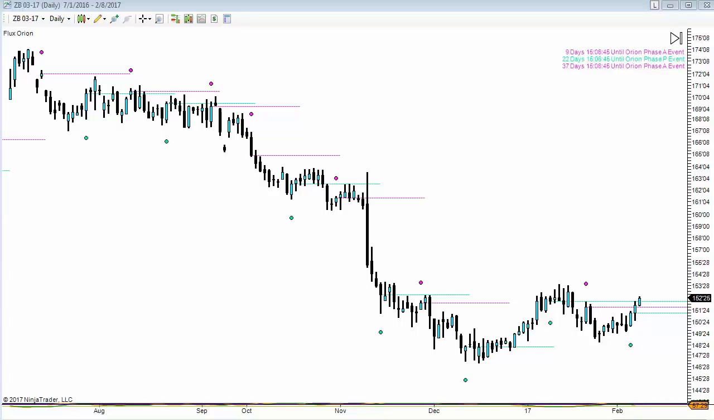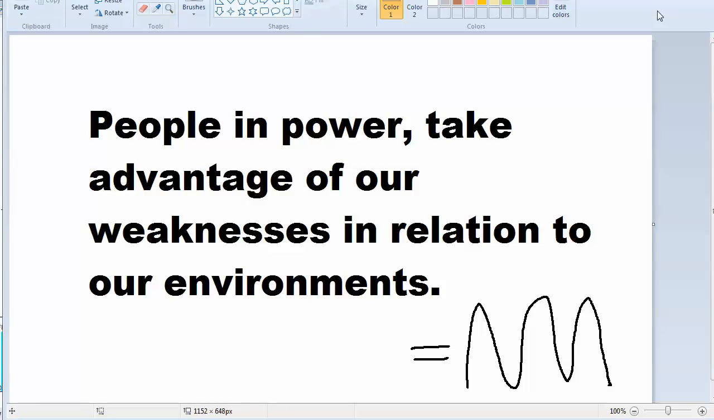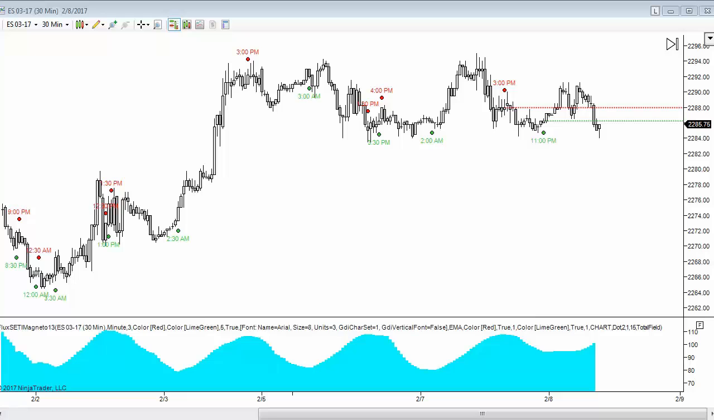So as humans, we're constantly vacillating between fear and greed, happiness and paranoia. Now, everybody with me so far? People in power take advantage of our weaknesses in relation to our environments. I want to show you a tool, and I'm going to tell you exactly what the energy cycle is.